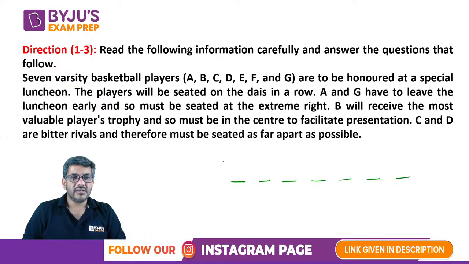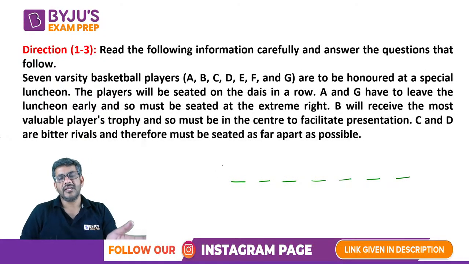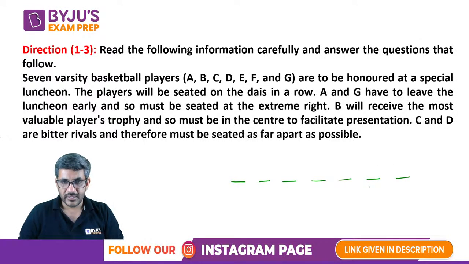A and G have to leave the lunch early and so must be seated at the extreme right. So what is your extreme right? These are the two places at the extreme right. So A and G must be at these two places.